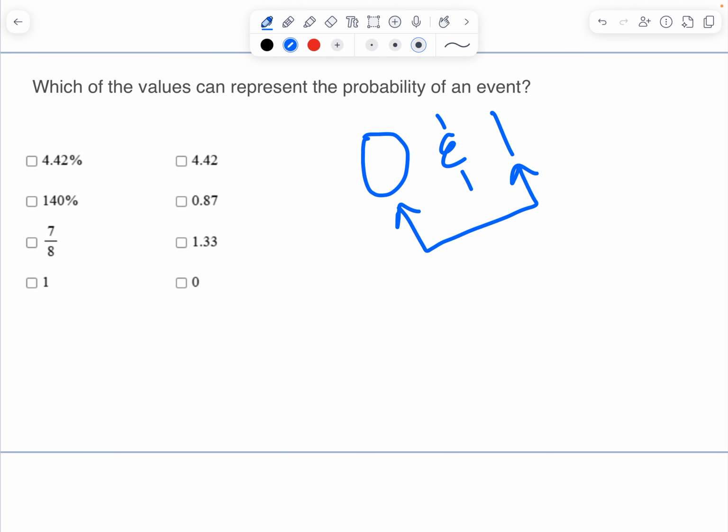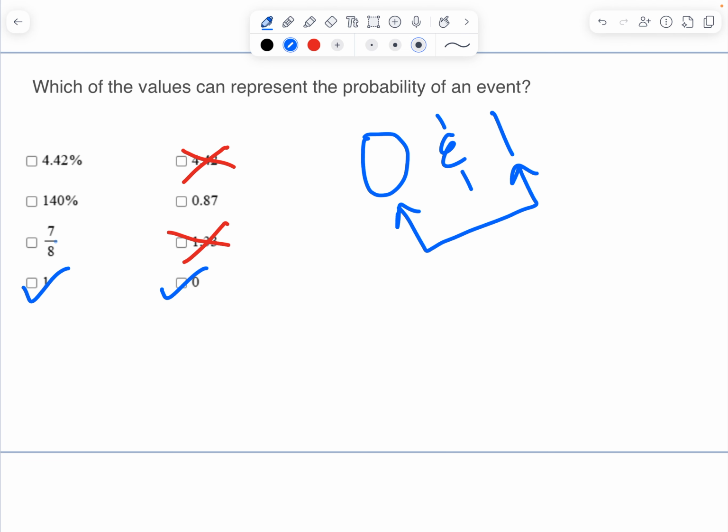Okay, so if you're back, you probably started with saying that 0 can represent the probability of an event. 1 also can represent the probability of an event. 1.33, hopefully you crossed that off and said nope. That's definitely over 1. So is 4.42, so hopefully you took that off the list too and said no. All right, so let's see what else we got left here. So we're looking for 5 correct answers.